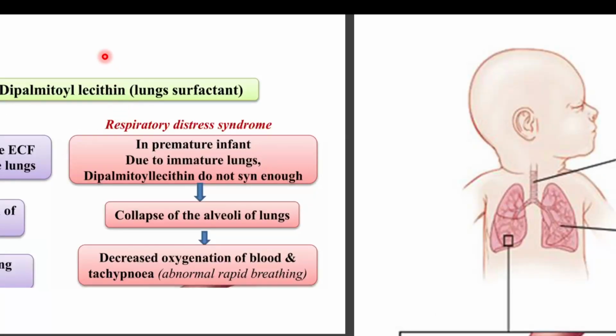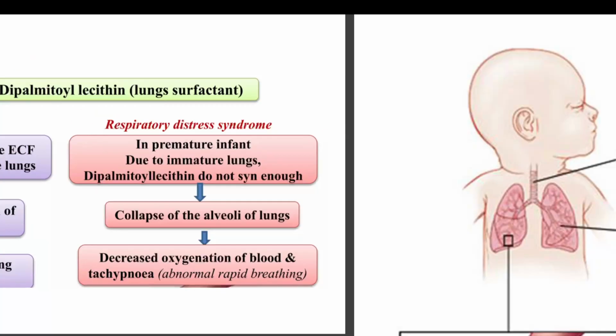Now looking at the surfactant dipalmitoyl lecithin. Dipalmitoyl lecithin is a lung surfactant. This is the structure of DPPC. It has a phosphatidylcholine backbone, but the palmitoyl groups are added as the fatty acids, and this is a lecithin. Dipalmitoyl lecithin, or DPPC in short, is found in the extracellular fluid and surrounds the alveoli of the lungs.